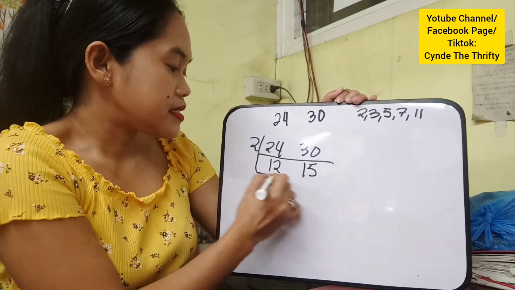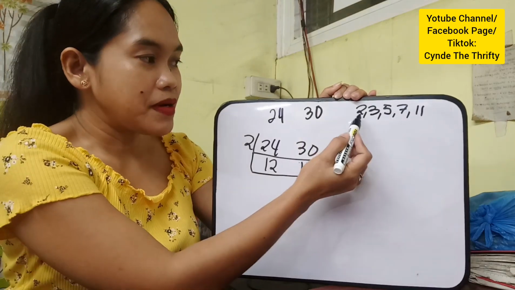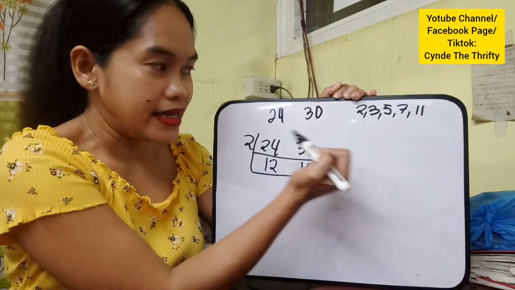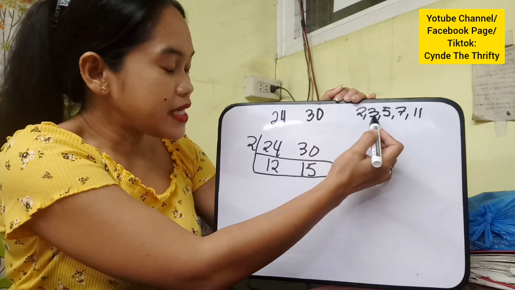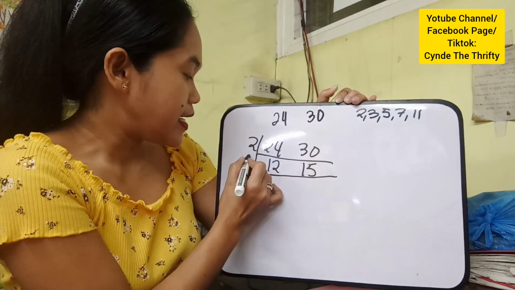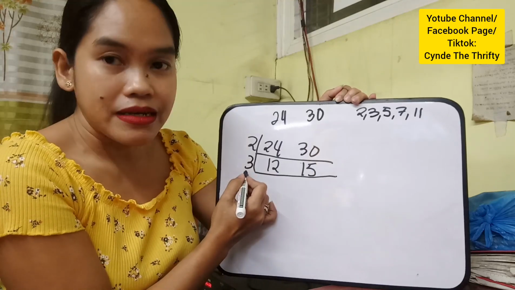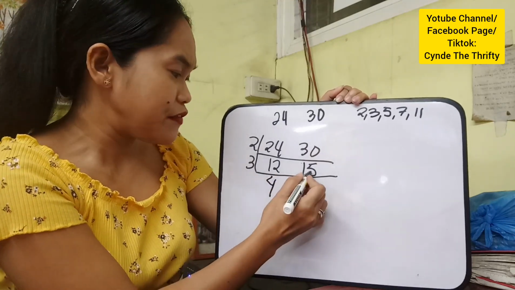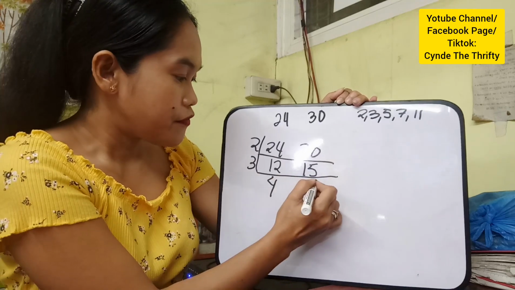Okay? So, next. Si 12 at si 15, pwede bang ma-divide natin kay 2? Hindi. So, move tayo sa susunod. Si 3, si 12 at si 15, pwede bang ma-divide kay 3? Pwede. So, ilagay natin si 3 dito. 12 divided by 3 is equal to 4, and 15 divided by 3 is equal to 5.